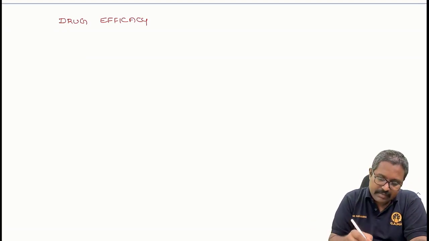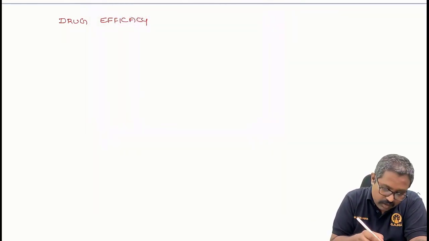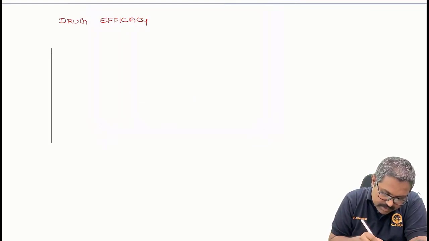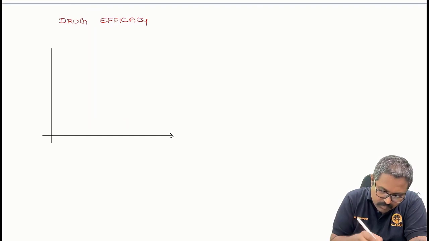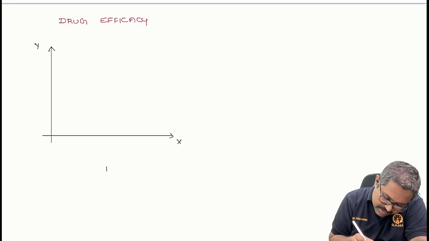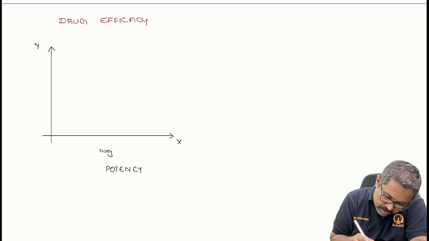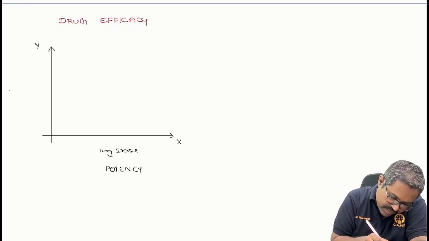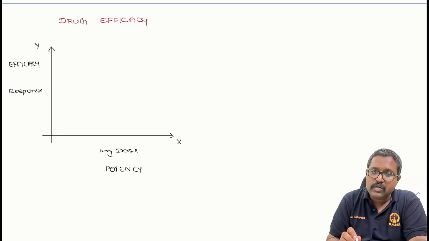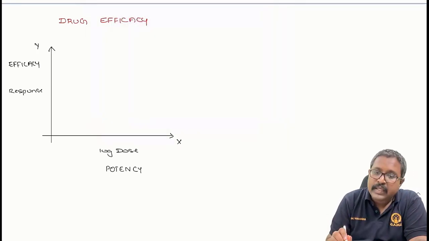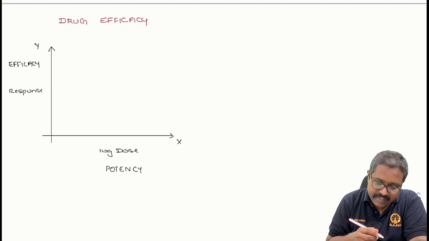Drug efficacy. So please remember, again we need to draw a plot graph, the DRC, to understand it. This is your y-axis and this is your x-axis. As we know, the x-axis will tell you about the potency. It is nothing but the log dose, whereas the y-axis will tell you about the response, which is nothing but the efficacy.